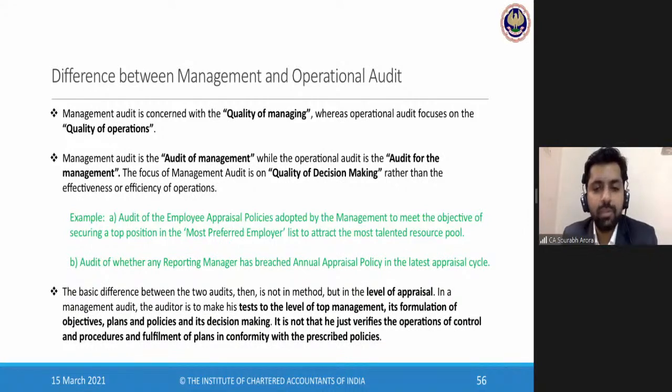So then we'll come to the next point. The basic difference between the two audits is not in the method, but in the level of appraisal. What are we actually appraising? So the first one deals with testing the level of top management, its formulation of objective, plan and policy decision making, and not just verifying the operations of control and procedure. So this we have already discussed.